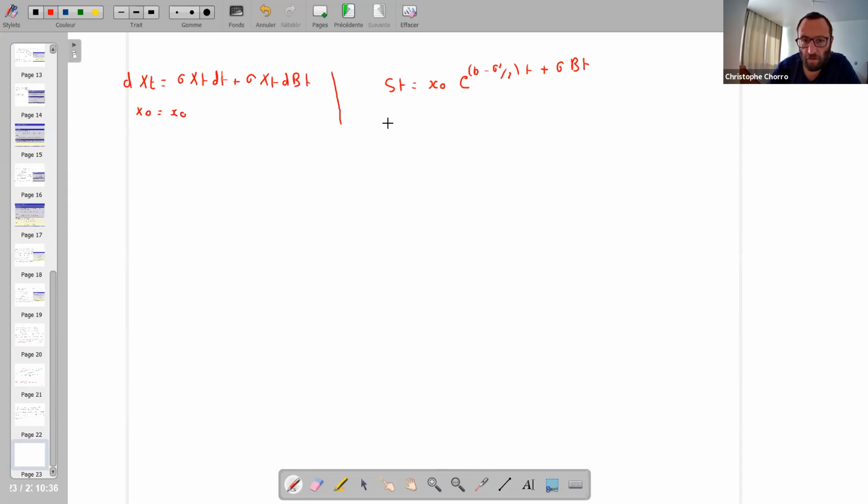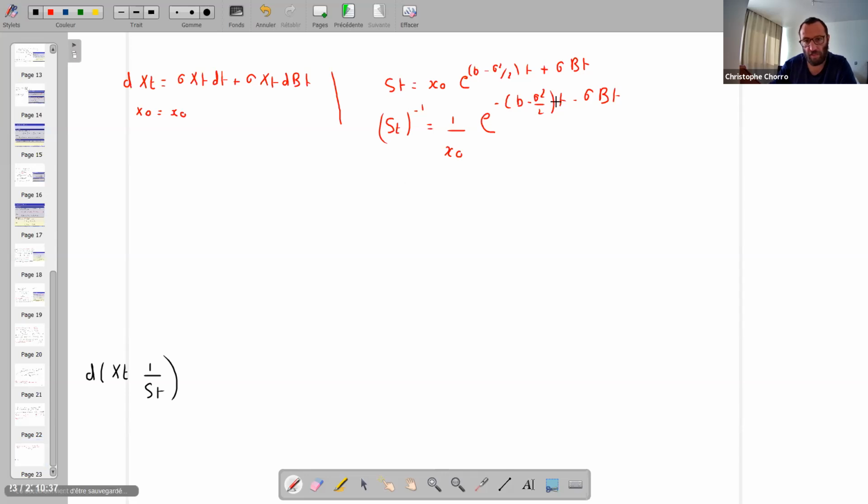Okay, in particular, what is S_t to the minus 1? I can write it simply as 1 over x_0 exponential of minus (b minus sigma squared over 2) t minus sigma B_t. If I want to apply the integration by parts formula to X_t, the product of X_t and 1 over S_t, I have already the Ito decomposition of this term here. I also need the Ito decomposition of this one, so I need to apply the Ito formula to obtain the Ito decomposition of this term.